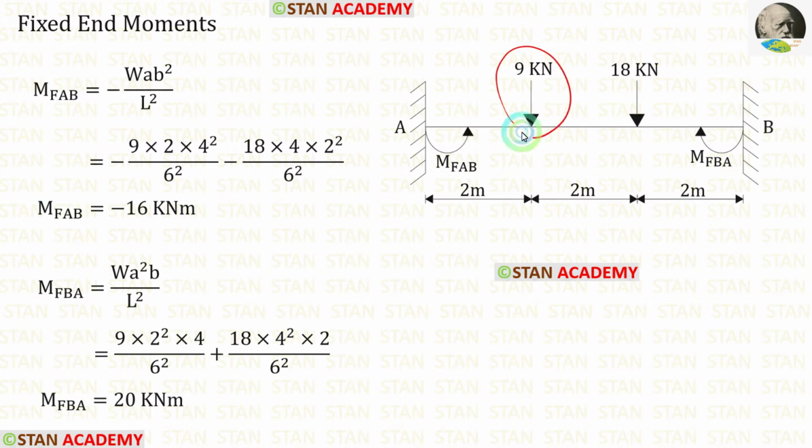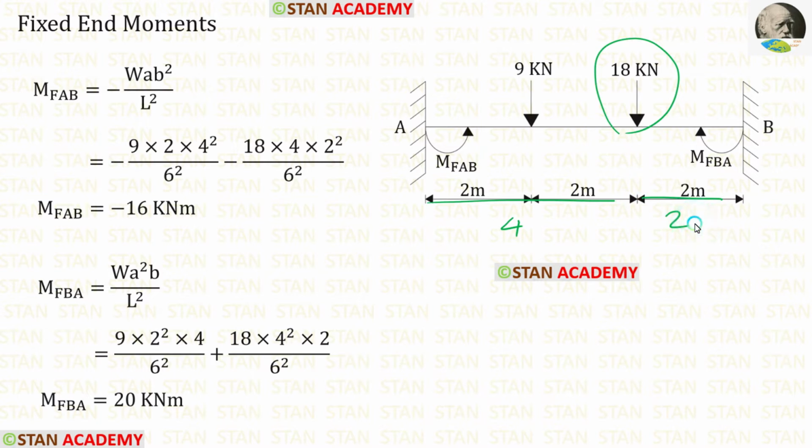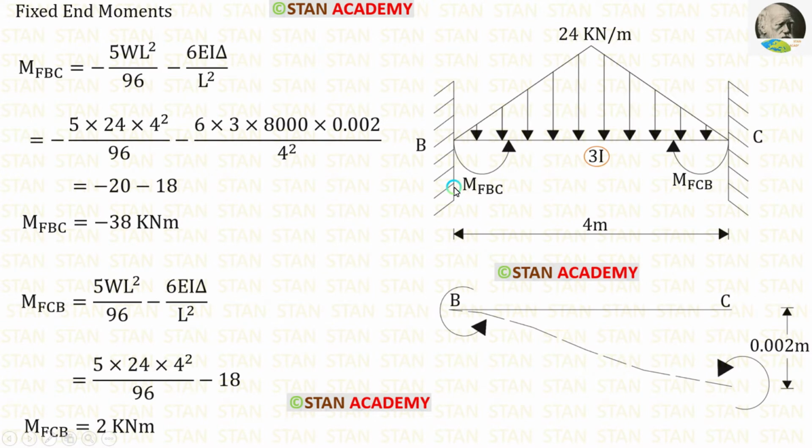Let us apply the values in the formulas. For this point load, A is 2, B is 4. And for this point load, A is 4 and B is 2. After the calculation, for MFAB, we are getting minus 16. And for MFBA, we are getting 20.